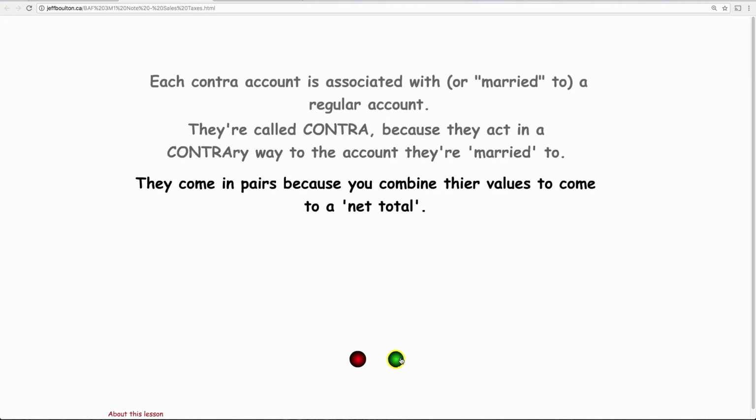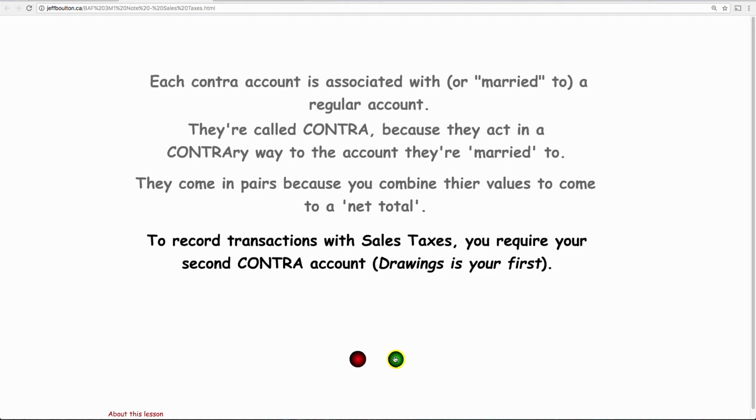So what you do is you combine the two of them, or compare them, if you want to know what the total is, to come up with the final amount owing. So for example, when it comes to tax, you would take the HST payable and you would remove the HST recoverable to come up with the actual amount you have to send to the government. So with sales tax, your second contra account is HST recoverable, and your first is actually drawings.